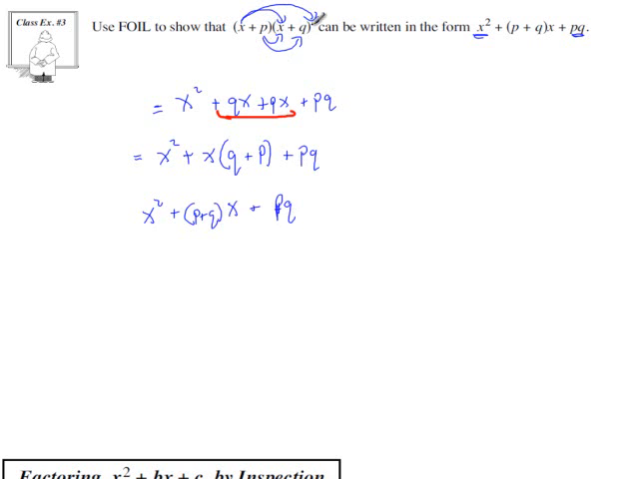So that means that your two number terms, if you have something in the format of x plus or minus something and x plus or minus something, where these two are numbers, if you multiply your two number terms, you should get the number term in the expanded version. If you add the two number terms, p plus q, you should get the x coefficient in the expanded version.